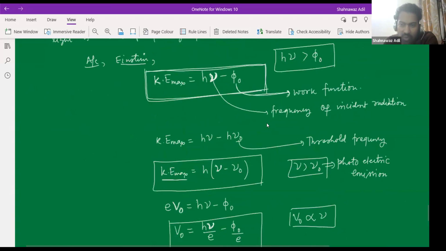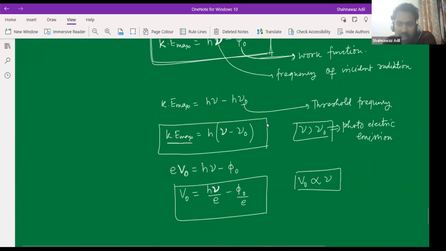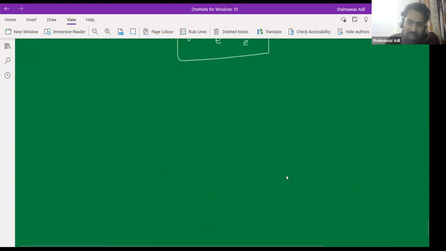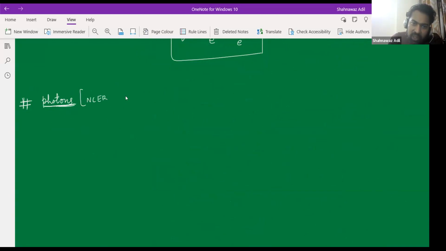Then we saw the particle nature of radiation, right? So this is the one thing. We will do some questions at some later point. But please read about photons, right? That is given in the NCERT. Please read about photons from NCERT. Please read about it. That is very simple.